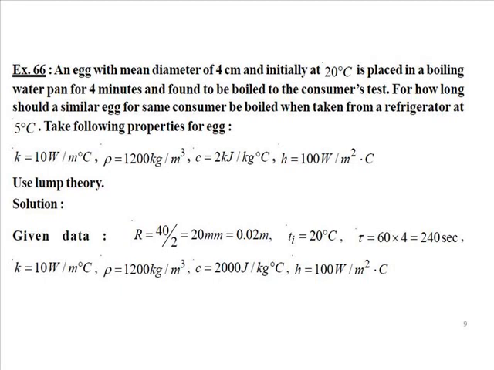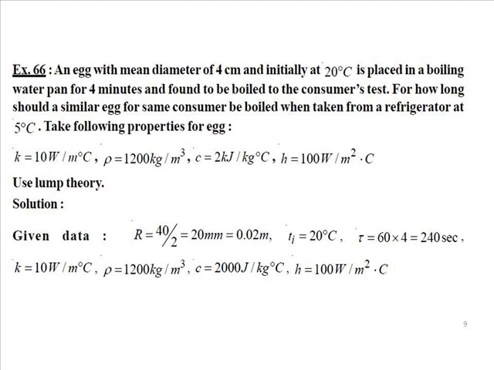Take the following property for egg. Thermal conductivity, that is 10 watt per meter degree Celsius. Density, that is 1200 kilogram per meter cube. Specific heat, that is 2 kilojoule per kilogram degree Celsius. And convection heat transfer coefficient is 100 watt per meter square degree Celsius. Also it is mentioned to use lump theory. So when it is mentioned, definitely Biot number must be less than 0.1.